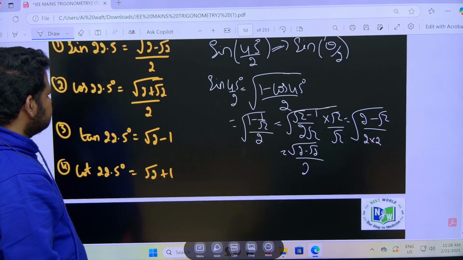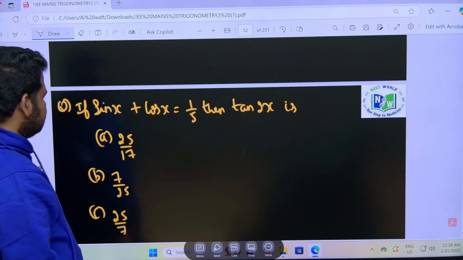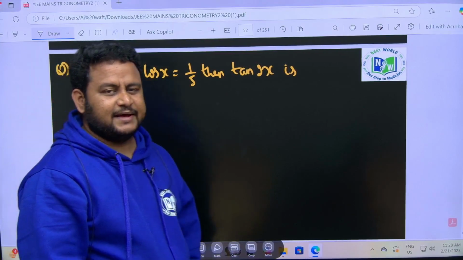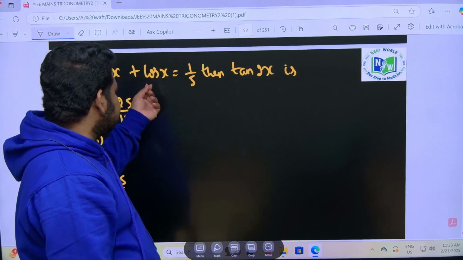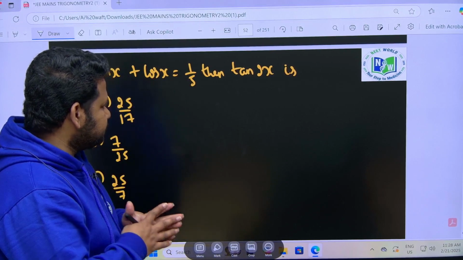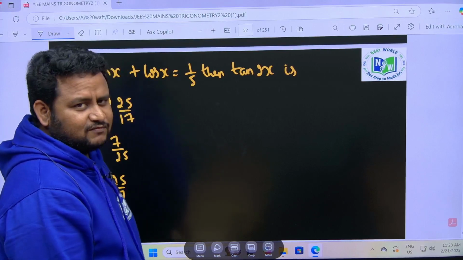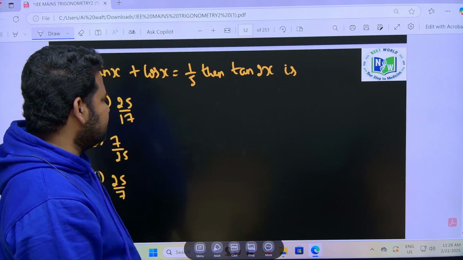I hope it is clear. Let us move to solve these questions based on compound angles, the double angle formula and half angle formula. So what is given? Sin x plus cos x is equal to 1 by 5. Then find tan 2x. Right now we have learned certain formulas, double angle and half angle. Based on that only we should solve. We can solve this question.